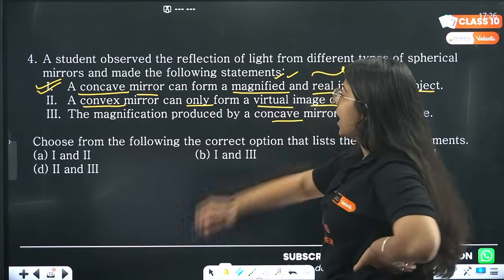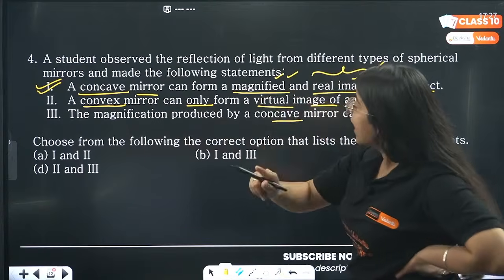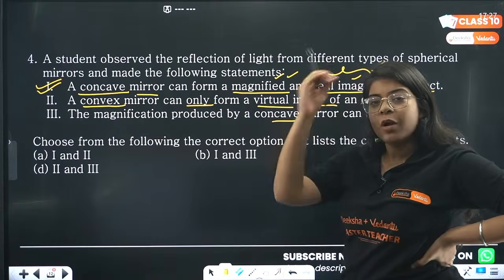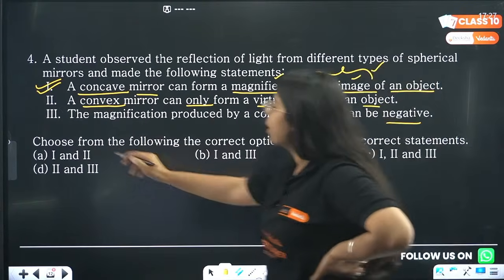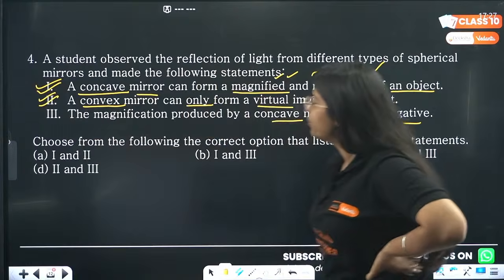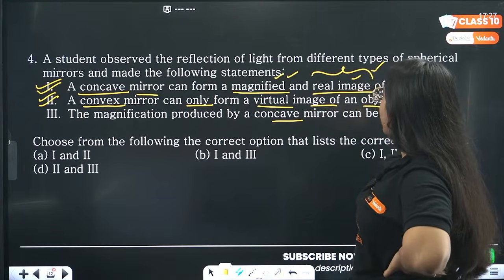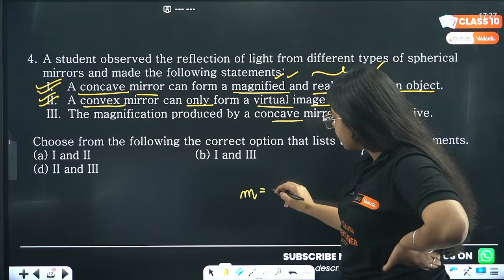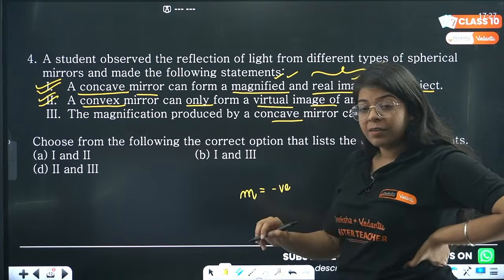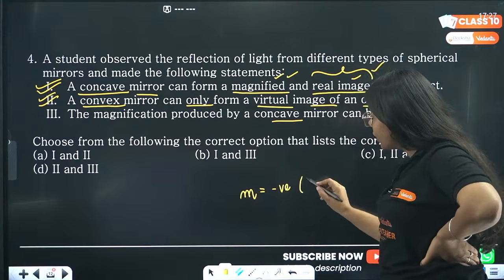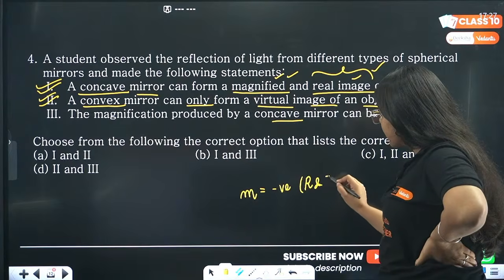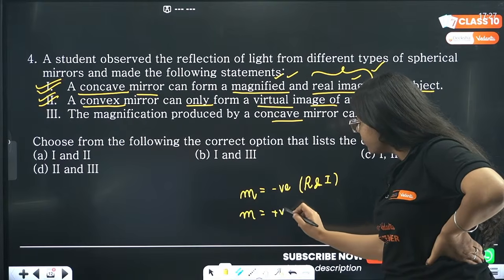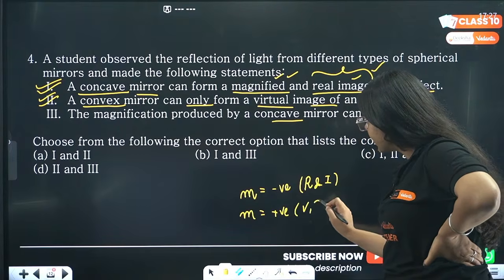Now, a convex mirror can only form a virtual image. That is true. A convex mirror always forms a virtual image, so the second part is also true. And the magnification produced by a concave mirror can be negative. Magnification is negative when what? When it's a real and inverted image. Magnification is negative for a real and inverted image. Magnification is positive for a virtual and erect image.